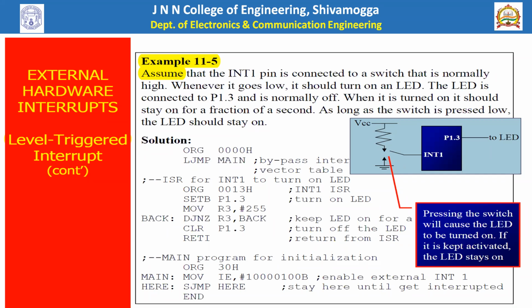So in the main program, what you have done is enable the external interrupt using the command MOV IE, #10000100 binary. That is, bit number 3 from the right is 1, which means INT1 is enabled. INT1 is enabled. And you are then waiting. After that, you are simply waiting until a switch is pressed.